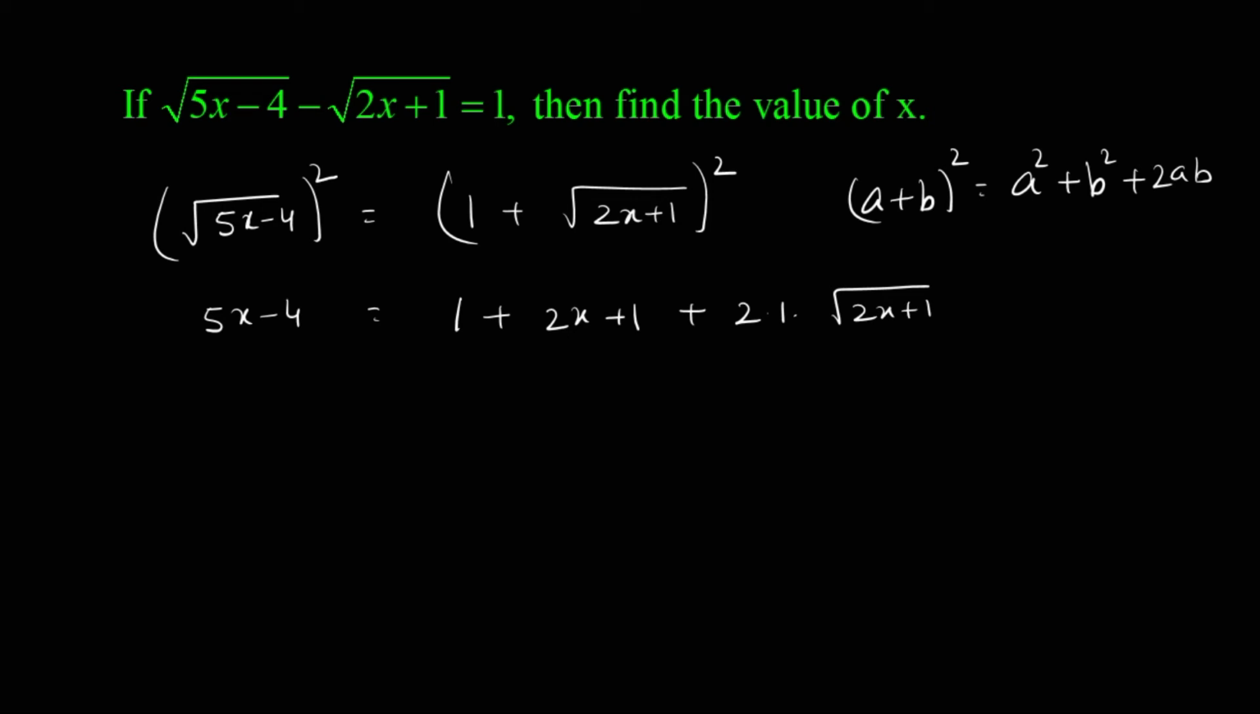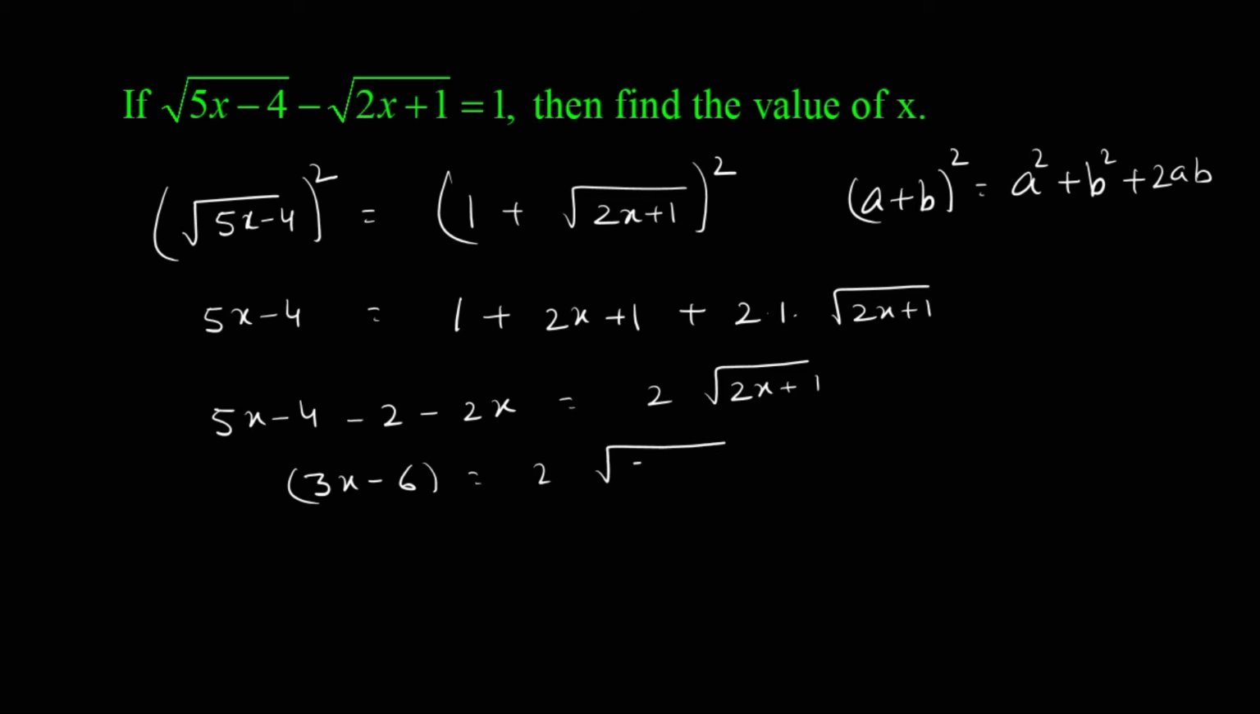Now we can write here 5x minus 4, and we transpose all the numbers which are without radical sign. So we have 1 minus, this is minus 2 and minus 2x, so this is equal to twice of under root 2x plus 1. So we have 5x minus 2x is 3x, minus 6, so this is equal to twice of under root 2x, this is twice of x plus 1.